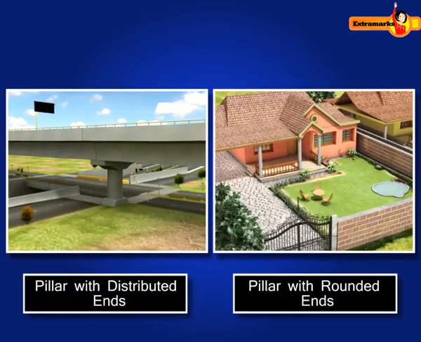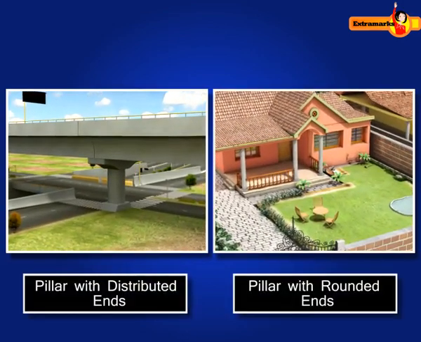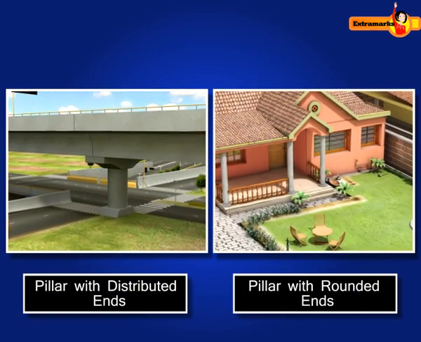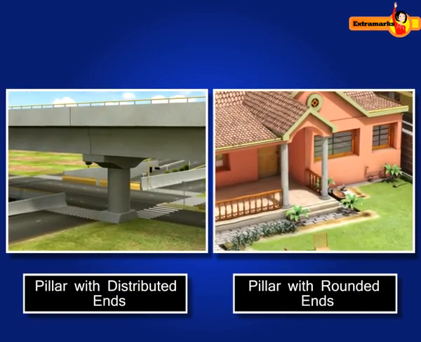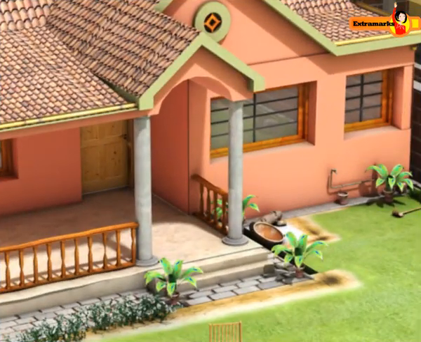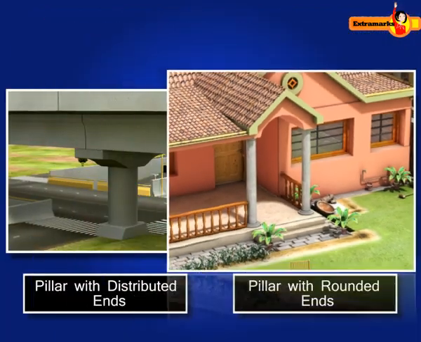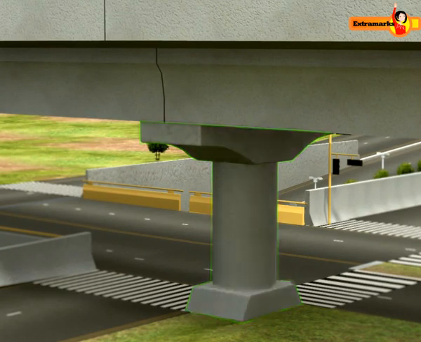Pillars are used frequently in bridges and buildings. These pillars have rounded and distributed ends. A pillar with rounded ends supports less load, whereas a pillar with distributed ends supports more load.